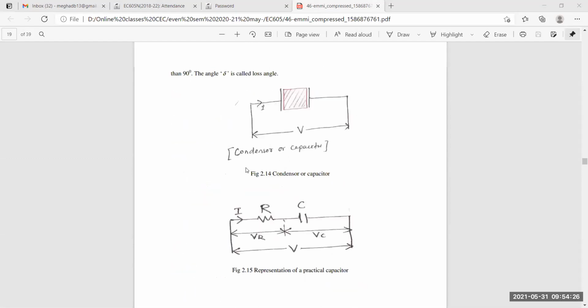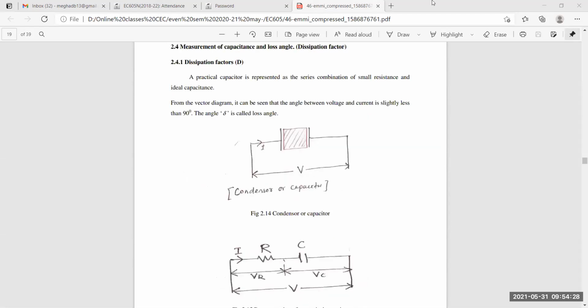Okay. Now let us come to this portion. Yesterday we discussed Anderson. Today we will discuss de Sauty. But before going to de Sauty, let us discuss some of the important parameters which we will require here.